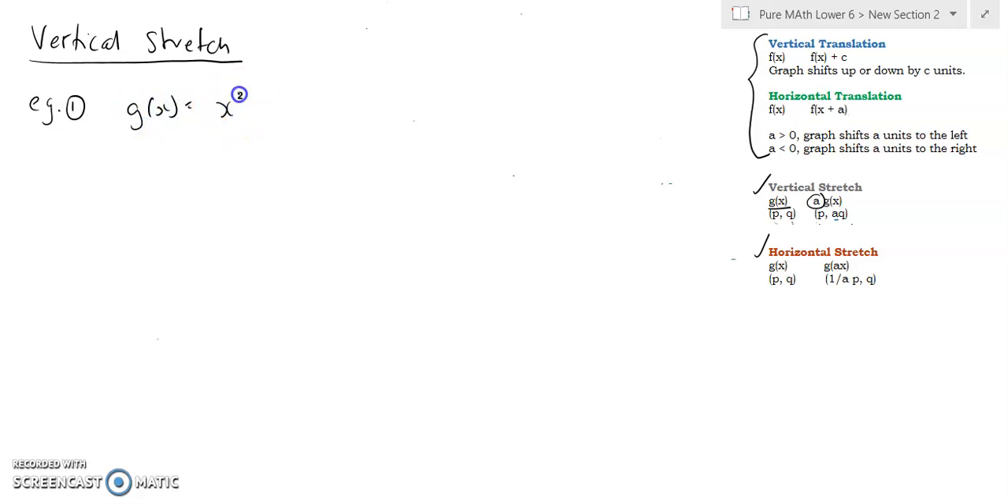So say g of x was x squared. We all know how the x-squared curve would go. And say now I change this to 2 times g of x. So now my a is 2. So this becomes 2 times x squared, so 2x squared. Let me look at the transformation of this original graph to this new graph.